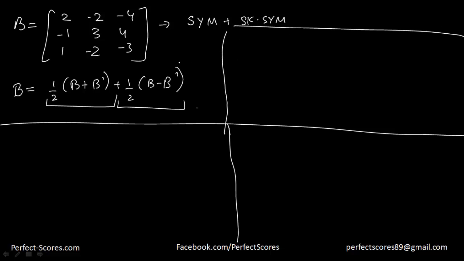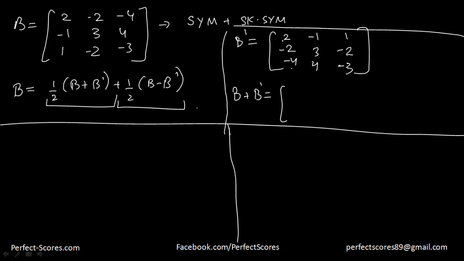Let's go ahead and find the value of B plus B dash. First of all, I need the value of B transpose. So the value of B transpose is going to be 2, -2 and -4. I'm just making this row a column, I'm making another row a column, and I'm making another row a column. And let's suppose we want to find the value of B plus B dash.